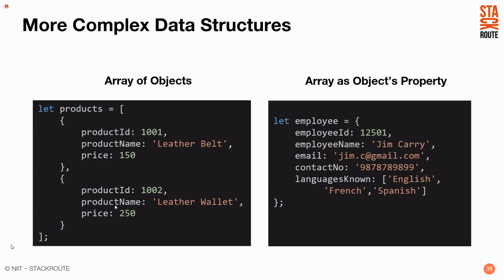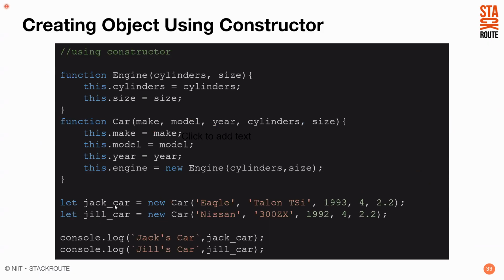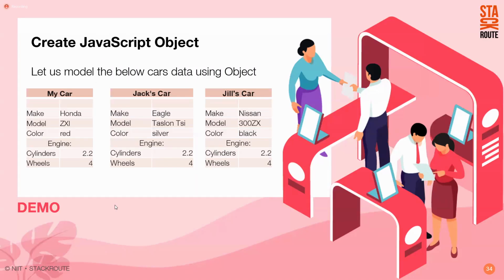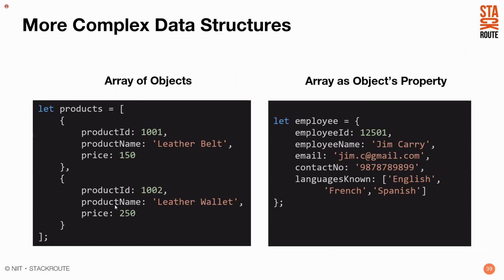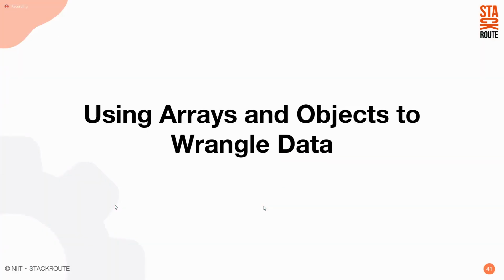I'm giving you hardly 10 minutes. You can take a snap of this, or I will share the snap. Start with this engine, my car, Jill car and Jack car, and try to print all the cars. Quickly complete it and practice it so that you settle down with this object category. We will then get into the last topic, wrangling of data using array and object. Before wrangling, all of you need to be familiar with array and its functions, and object and object handling.